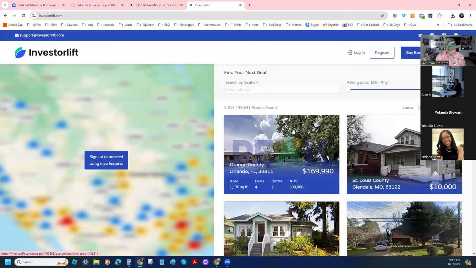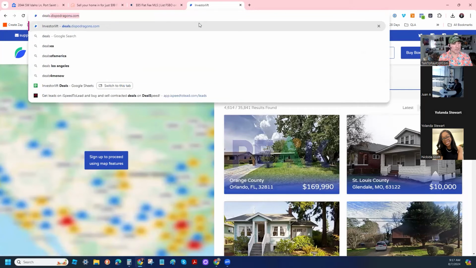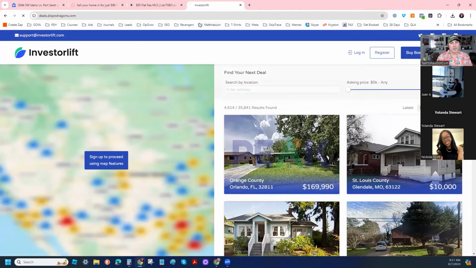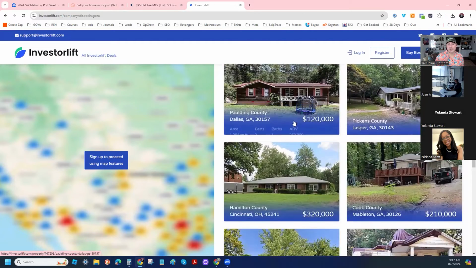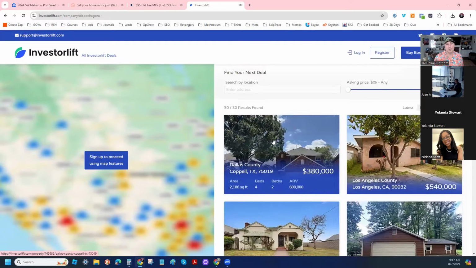So we have an account with Investorlift, and I'm sharing this with you because these are the properties that we have on Investorlift right now. Now, I will tell you that if you get a deal and you have something under contract and you need help with disposition, in order for you to put a property on this website, there's a membership to join.